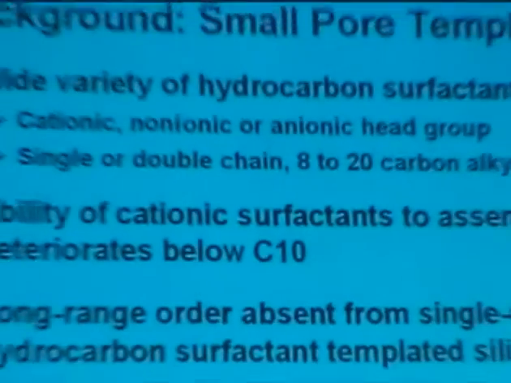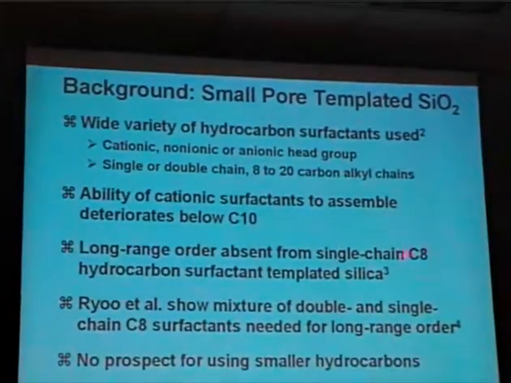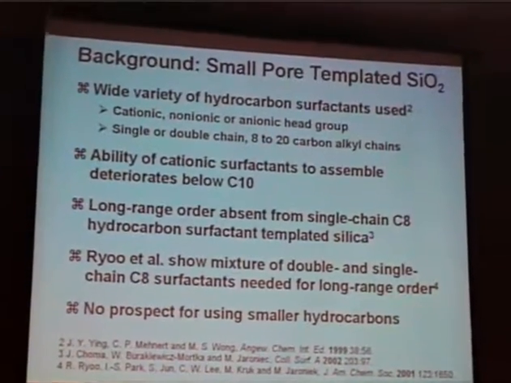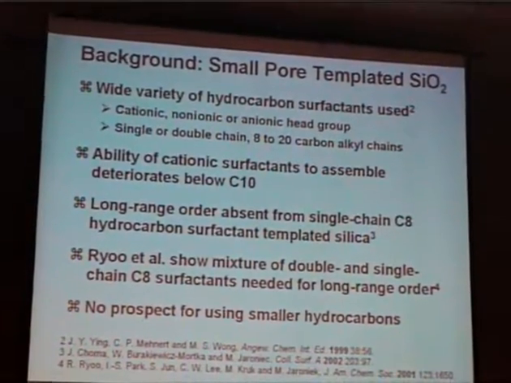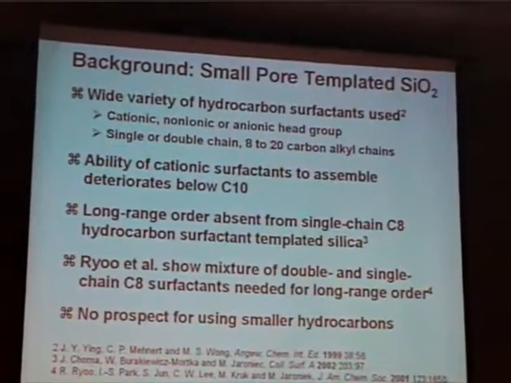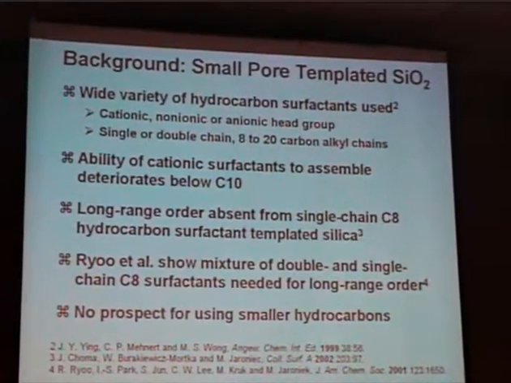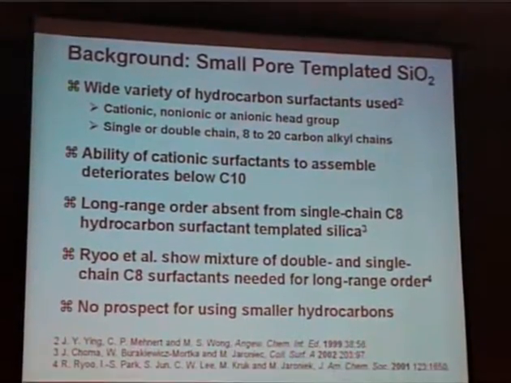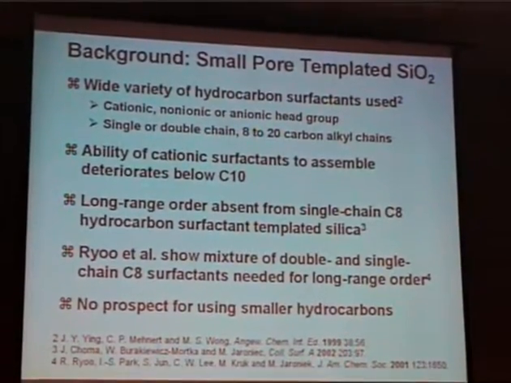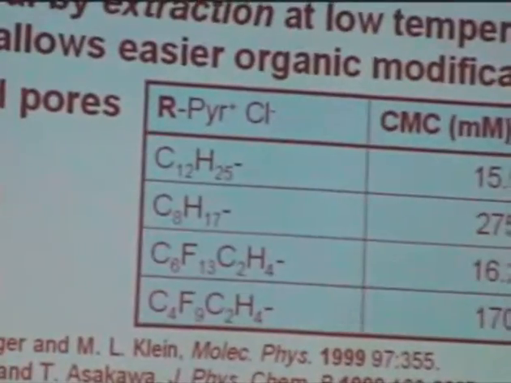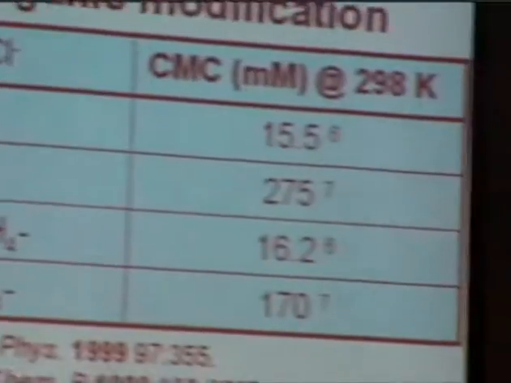To get long-range order in these materials, some people have had success using an 8-carbon surfactant that has 2 tails. It just turns out that you can get better ordering and better assembly of the surfactants in the structure if they have 2 tails. There's actually a mixture of double-tailed and single-tailed surfactants that allows you to do this. But there's really no prospect of being able to use smaller hydrocarbons, because once you get down to 6 carbons, they really don't assemble at all in solution. So what we're trying to do now, and I'll show you some success, is use fluorinated surfactants as the templates to make ordered porous materials.